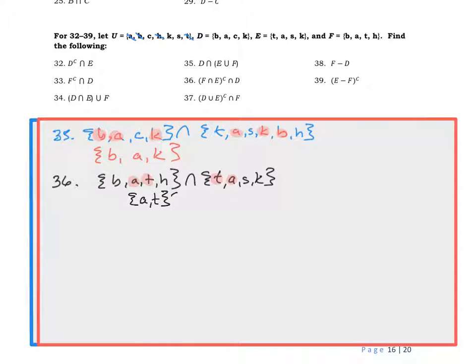So right now we want the complement, so I don't want the A, and I don't want the T. So what I do want is B, C, H, K, and S. And remember we're on 36, we want the intersection of that and D, which has B, A, C, K. So let's look at the elements that they have in common. So we have B, C, and K.